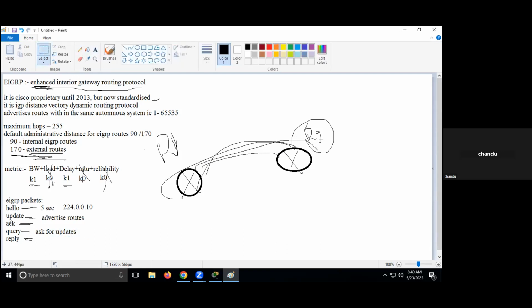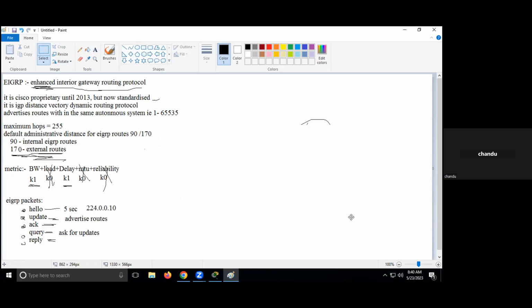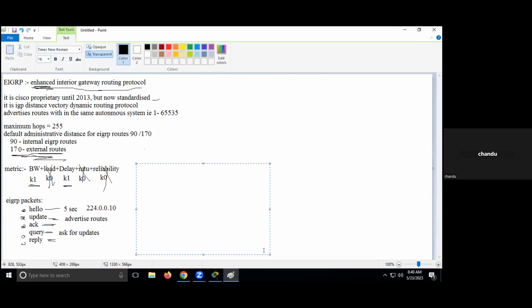We are going to discuss the AHRP packets by default: hello message, hello packet, update packet, acknowledgement, query, and reply. These are the internal packets that will be sent and received from router 1 to router 2. And AHRP is going to maintain its own tables, the AHRP tables.